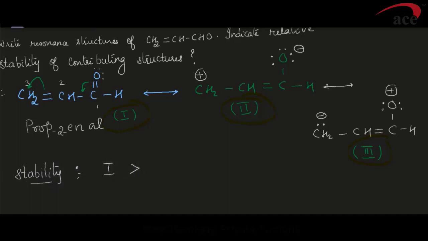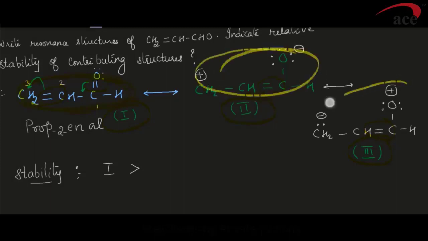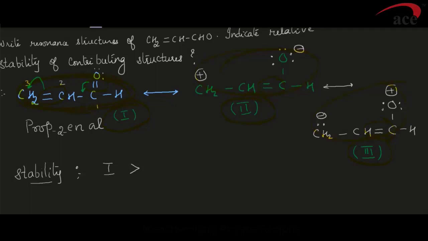Reason: it has more covalent bonds and more pi bonds, whereas structure 2 and structure 3 have only one pi bond. Also structure 1 is neutral, and neutral molecules are more stable than charged structures. So no doubt structure 1 is more stable because it has more covalent bonds. Each carbon atom has an octet and there is no separation of charges. The problem is between structure 2 and structure 3.